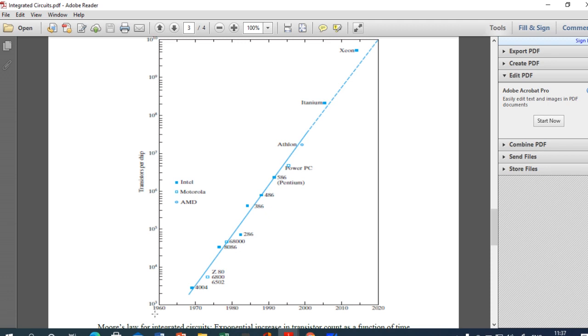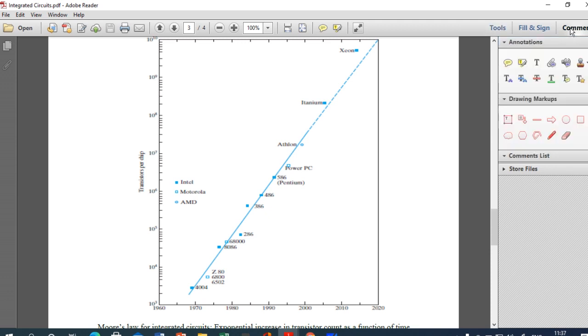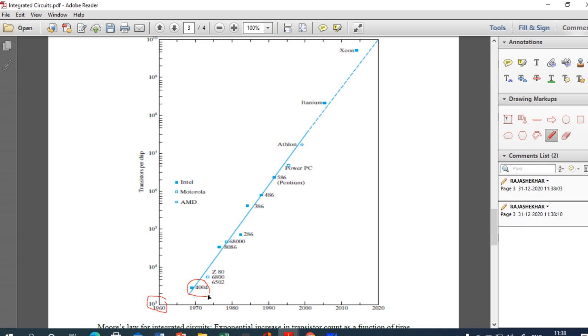So that's why it started from 1960 here. So it started from 1960. Okay, from 1960 it started. At that time, in the year 1970, the first microprocessor was designed. We call it the 4004, a 4-bit microprocessor. This is manufactured by the company called Intel.